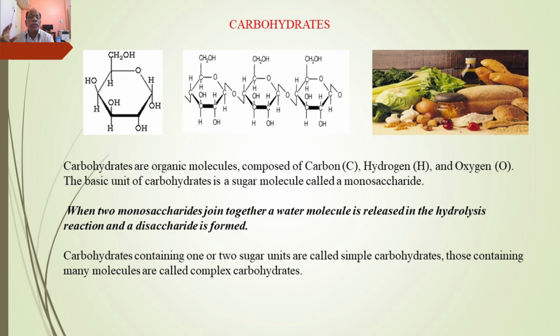Carbohydrates containing one or two sugar units are called simple carbohydrates, that is monosaccharides or disaccharides. Those containing many molecules of the sugar are called complex carbohydrates, or polysaccharides, or the mucopolysaccharides.